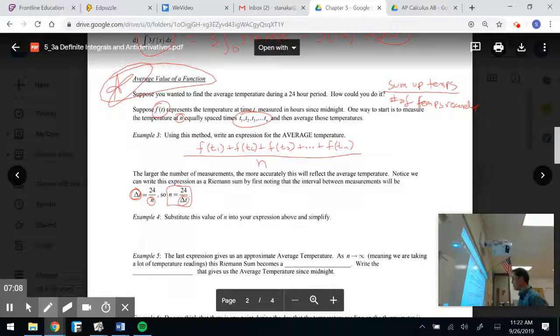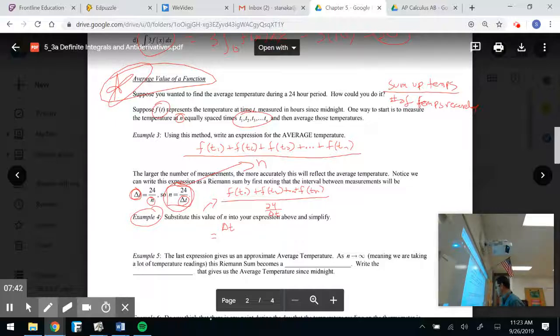And as you may think, example 4 says, substitute this value of n into your expression above and simplify. They want me to substitute that guy? All right, I'm going to kind of do it up here because I think I'm going to need a lot of work. They want me to substitute that in for that right there. So we have f of t1 plus f of t2. I'm going to stop there. I'm going to go plus that, plus f of tn all over, and they want me to substitute 24 over delta t. Now, if you're like me, I don't like having a fraction in the bottom, so I'm going to multiply by the reciprocal.